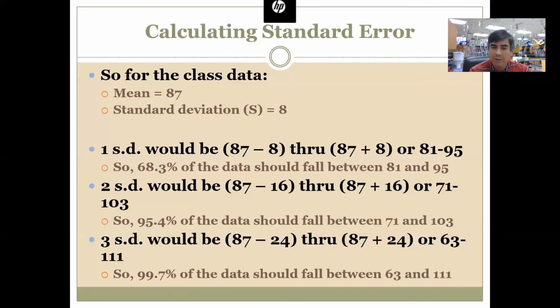Hopefully, you know now a little bit more about standard deviation. Once again, telling us how spread out our data is. Don't forget the 68, 95, 99 rule. That's essential for standard deviation. It's also going to be essential for standard error of the mean.